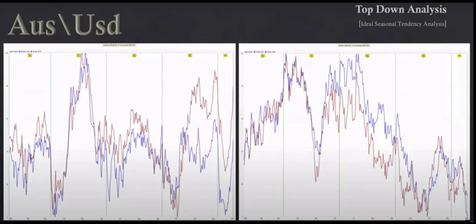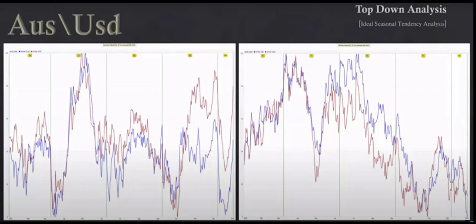Hello folks, today we'll discuss seasonal tendency. So we're going to be highlighting ideal seasonal tendencies and higher time frame analysis. This is going to be specifically dealing with foreign exchange, or FX, players.